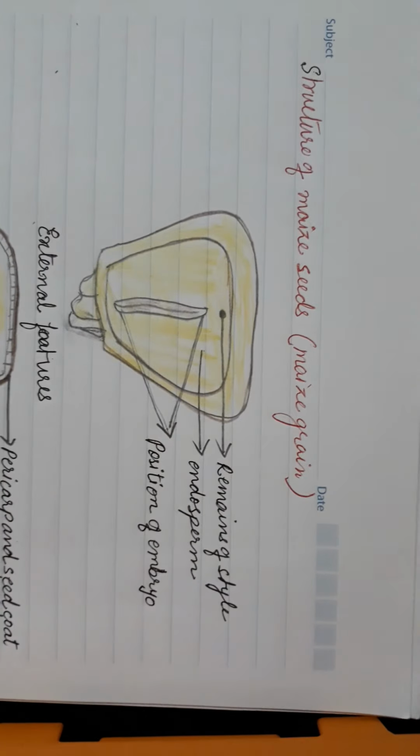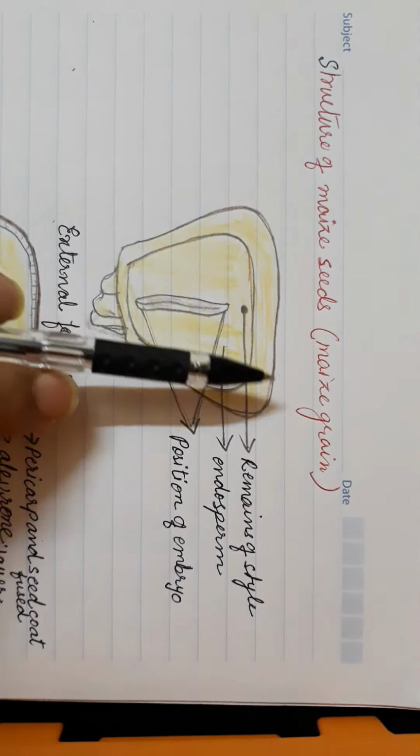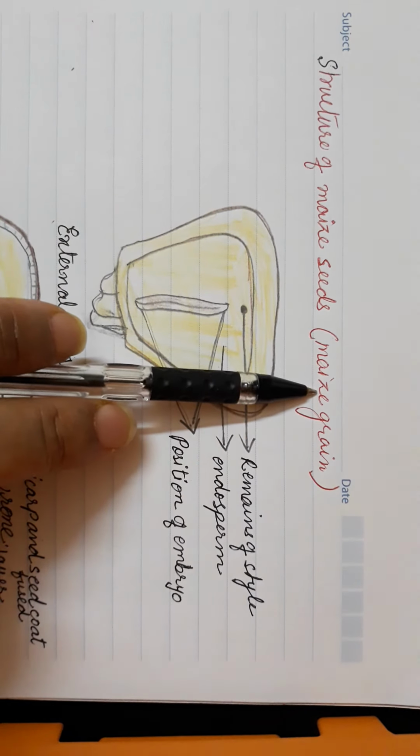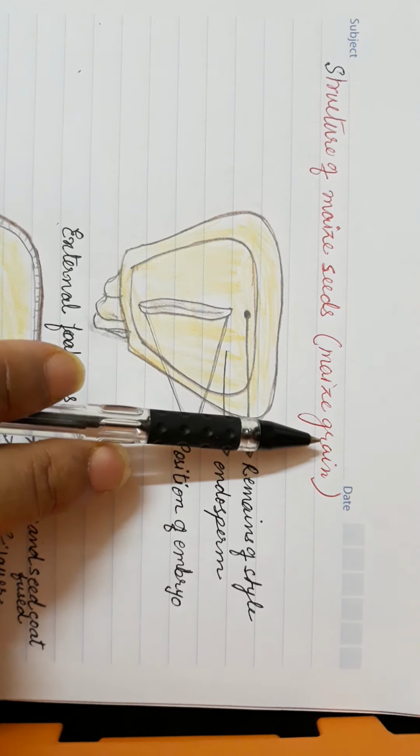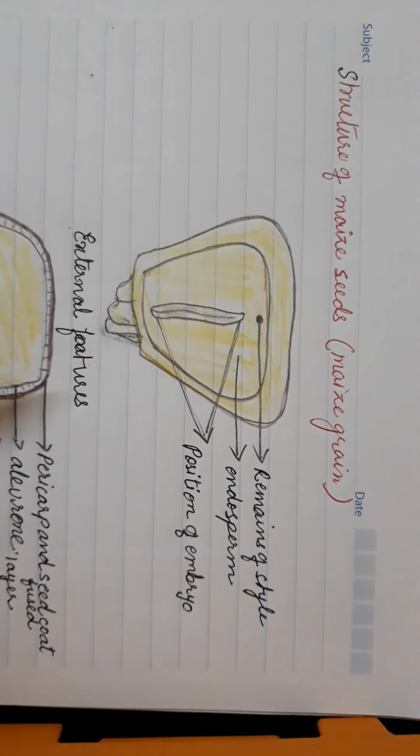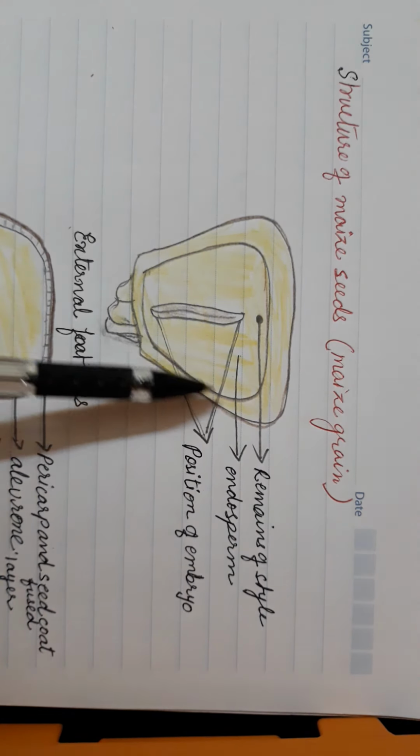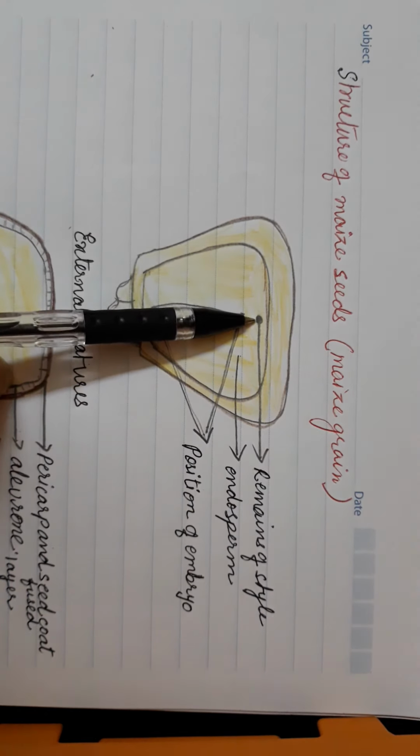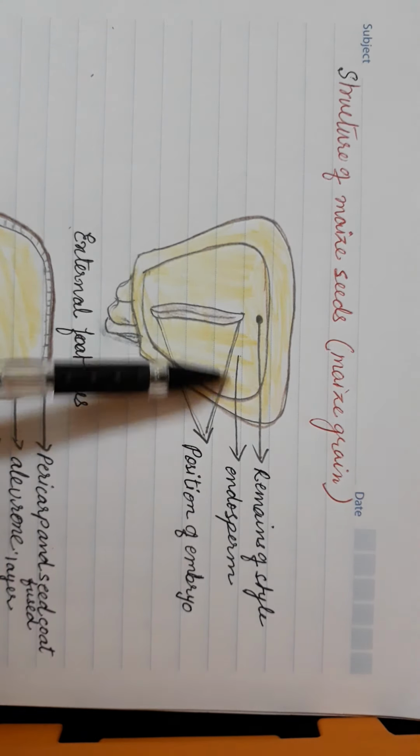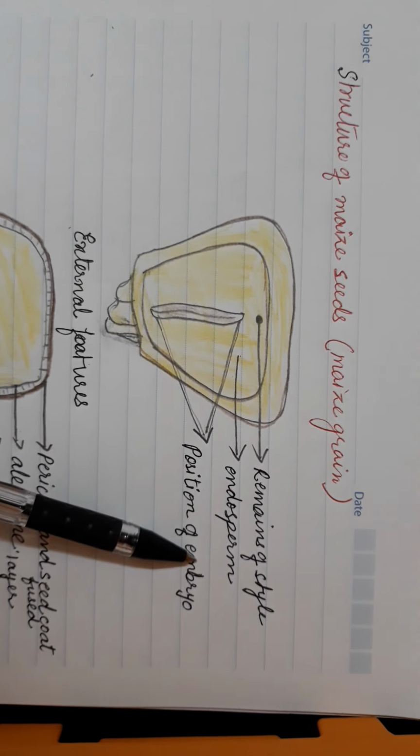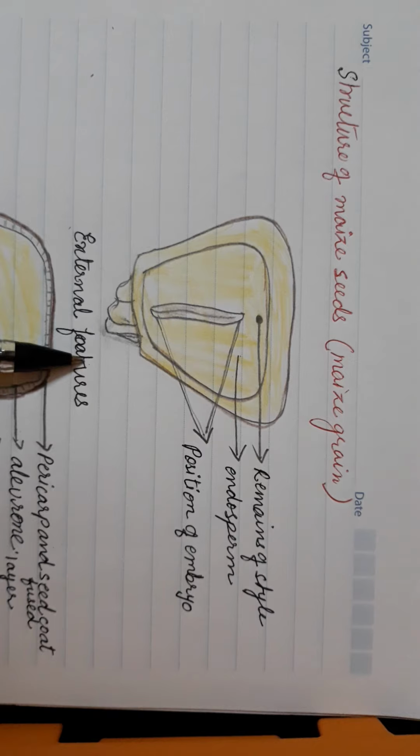Now we talk about the structure of maize seed. It is also known as a maize grain. Why is it called a maize grain? Because in this the fruit wall is fused with the seed coat. In the external structure of maize we see the remains of the style here. This is the endosperm, and this is the position of the embryo, that is the plumule and the radicle. So this is all about the external features of the maize grain.